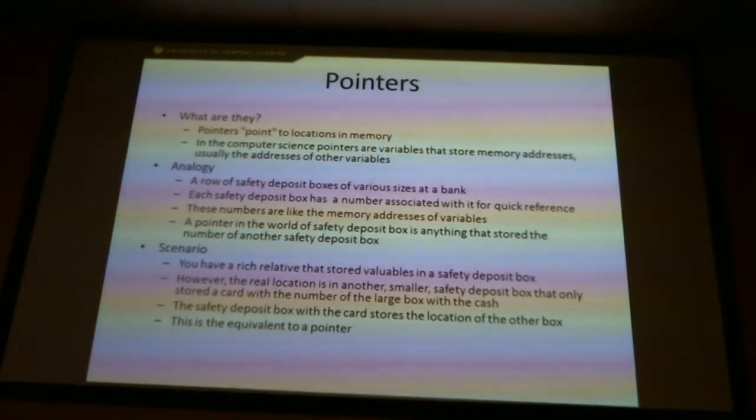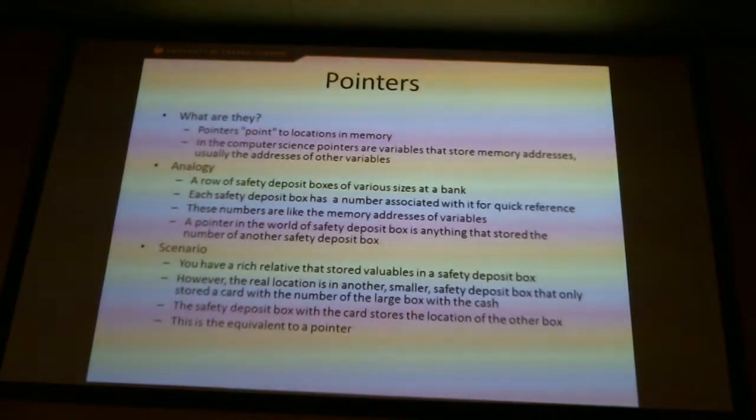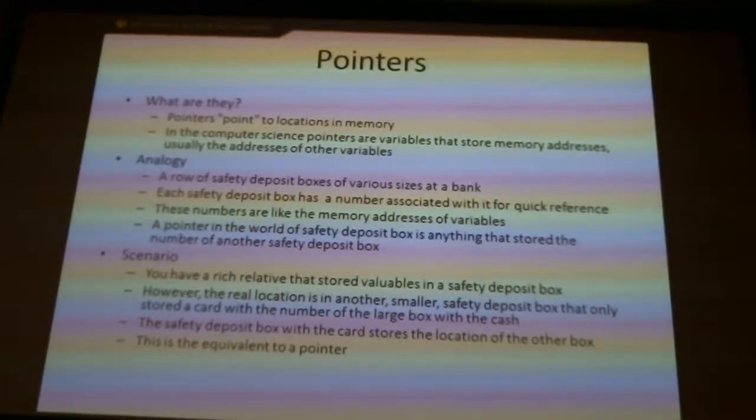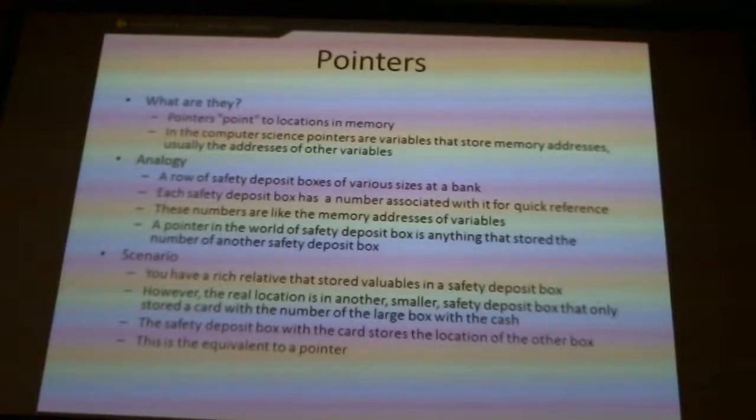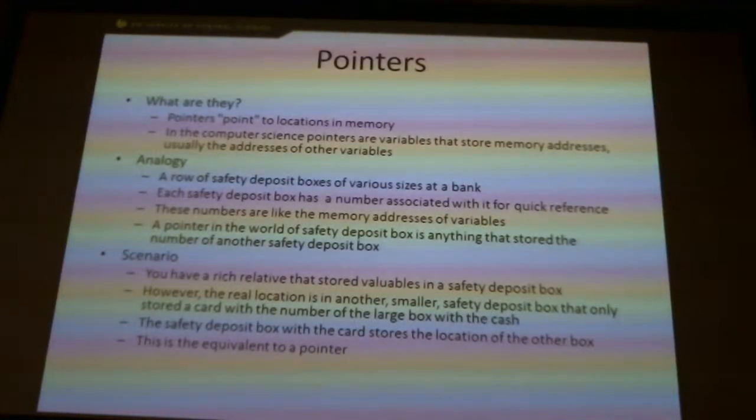And so those numbers are literally like the address of a variable. It just says, this is where I live. This is me. Or maybe think about your street address, like the actual numbers. So this is my home right here, okay? That's an address. So a pointer in this whole little analogy of safety deposit boxes is anything that stores the number of another safety deposit box.